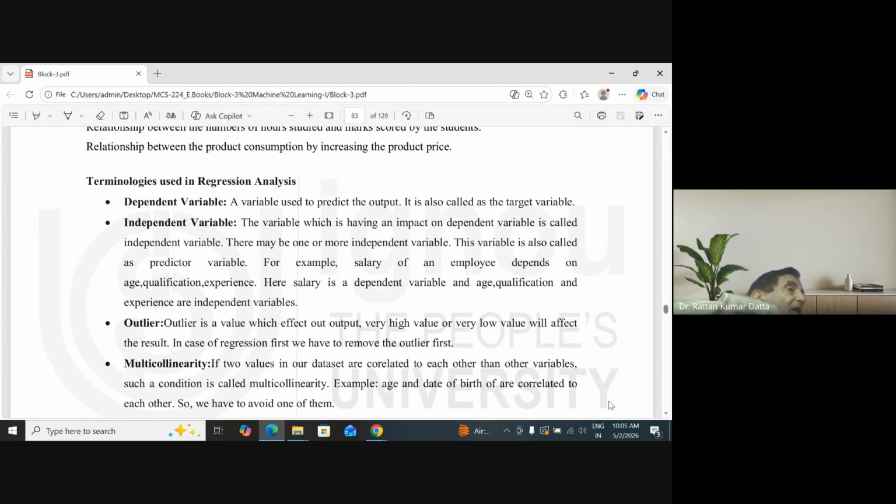So, if there are any extreme cases in the data, you should remove them. Then multiple collinearity: if two values in the data set are close, they will have double influence on each other than the other variables. Such a condition is called multicollinearity. Example, age and date of birth are correlated to each other. So we have to avoid one of them; you should not use both of them.